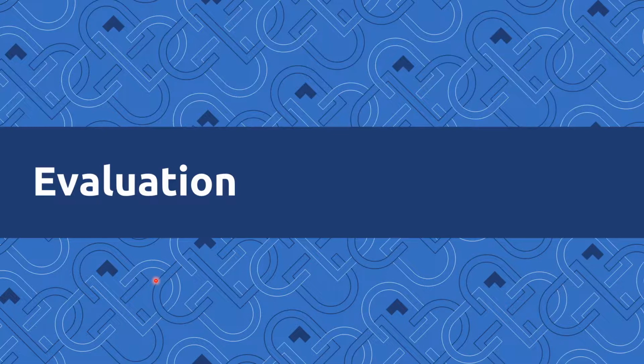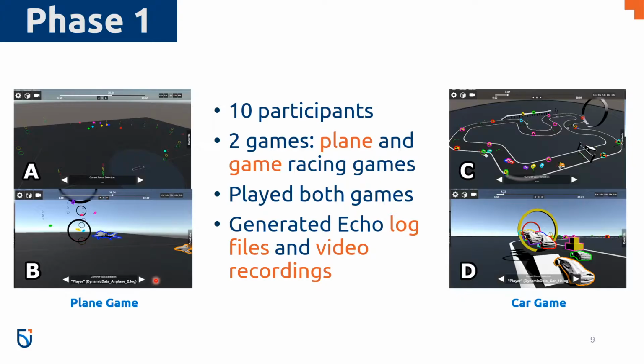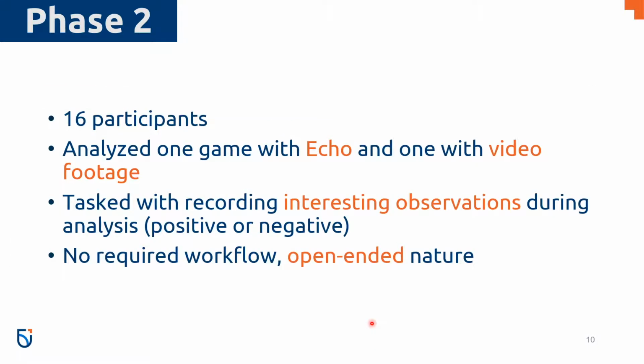After developing the tool, we of course wanted to perform an evaluation. And so in phase one, we brought 10 participants in, and they played both the plane and the car game, which you've now seen, and generated ECHO log files and video recordings. And these became the input to phase two, where we then brought 16 participants in to analyze both games. They analyzed one using ECHO and then one using video footage, and that was counterbalanced, of course.